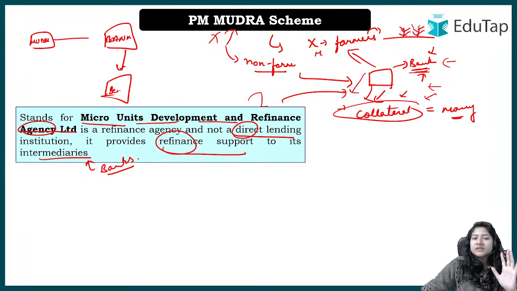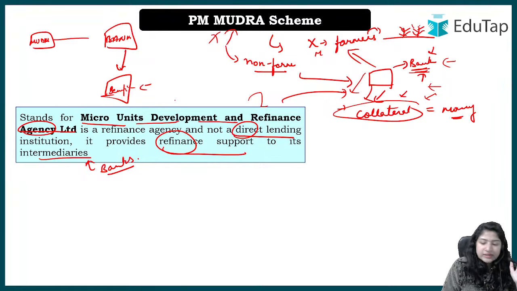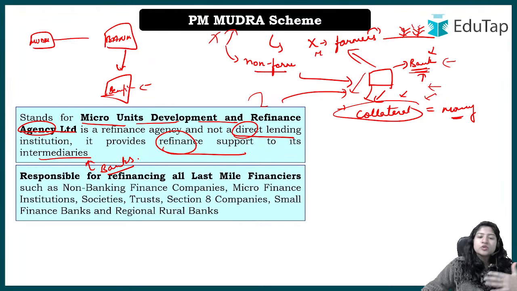Here beneficiary would be the right word, not consumers, okay. Beneficiaries will get the money. I hope it is clear till now. And next, all these things are about Mudra only. It provides money to all the intermediaries, as we saw, so that last mile financiers can provide the money to the people, right?